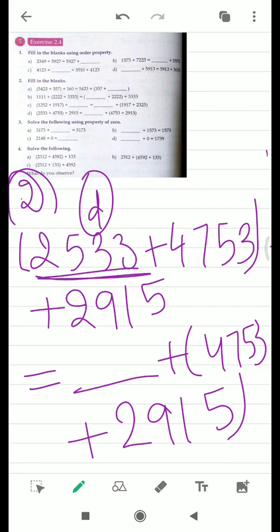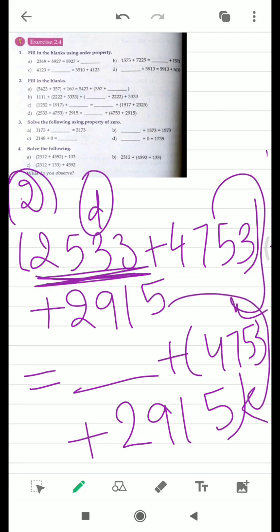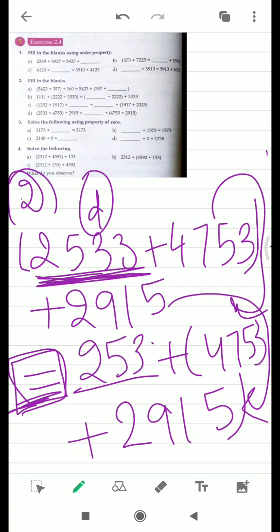This one is missing. It's not on this side, right? This number is here, this number is here. Now this is the missing number. It has to come here so as to satisfy this equality, right? So 2533 has to come here. Okay.